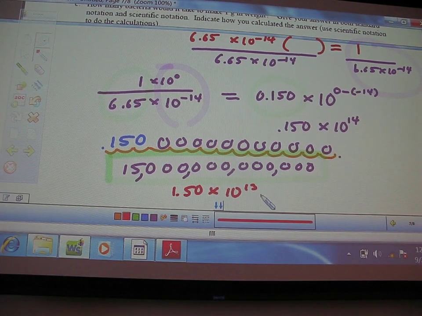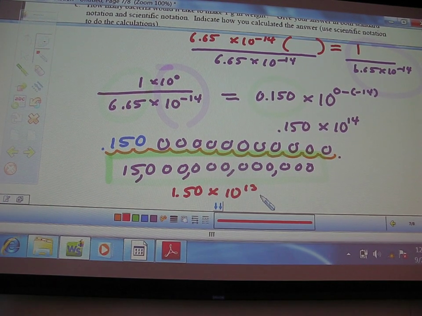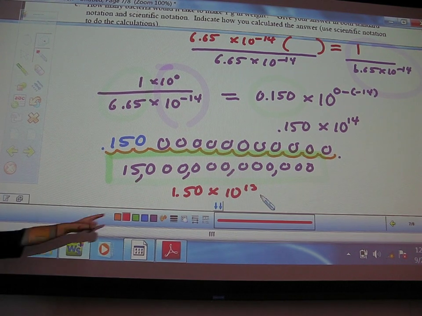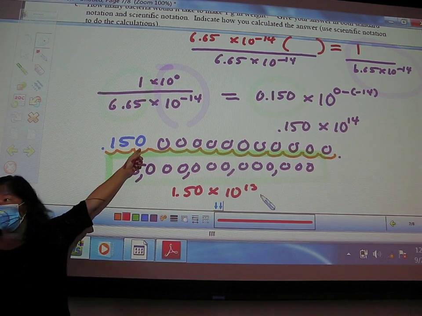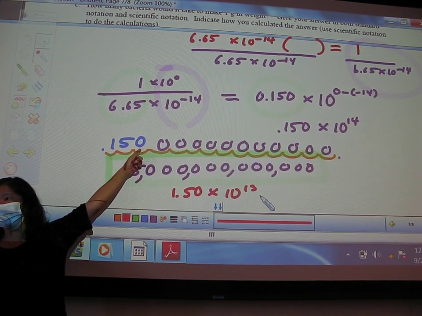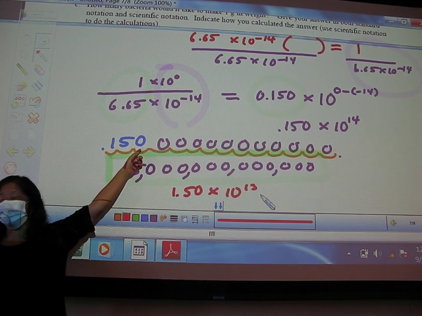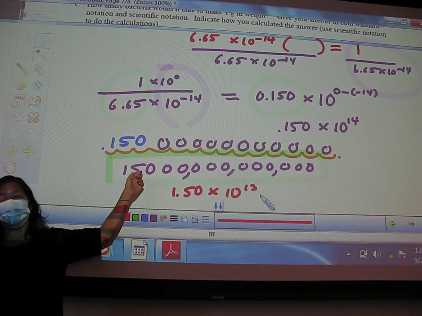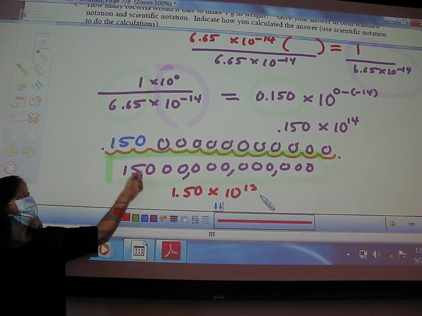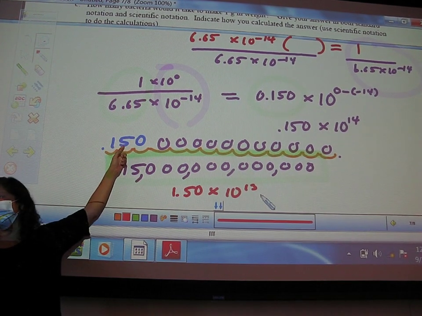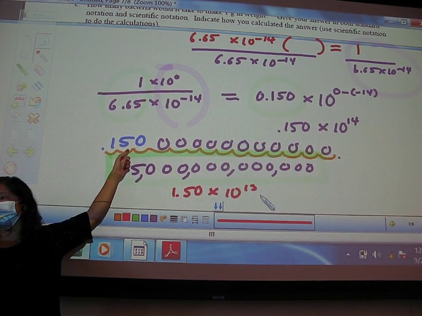So how do you know it's 1.50 instead of 1.5 times 10 to the 13? Because you put a 0 here. Because we know we've kept it in 3 sig figs. Because you know you had it in 3 sig figs. You don't know from here to here, but you know from here. Does that make sense? Yeah, I'm just getting all these numbers.